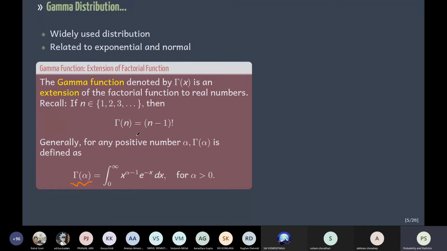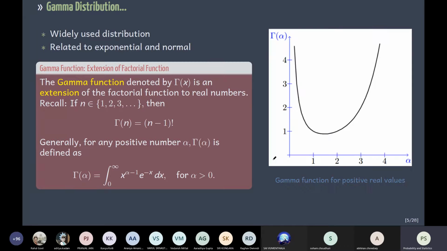So we know the values for the integer arguments, but what we are saying now is, can we extend this factorial function for real values, or for positive real values? So real values which are positive. To do that, if we see the curve, we have to do something like this. It's like some kind of an interpolation.